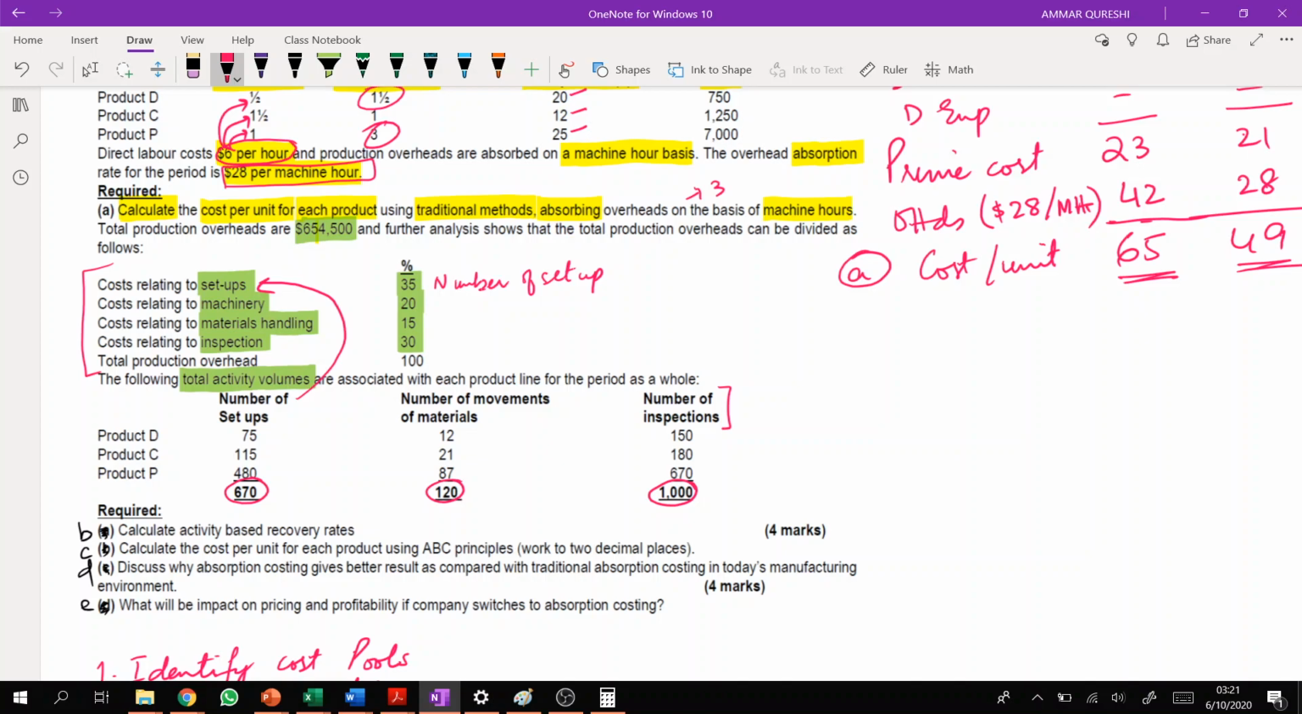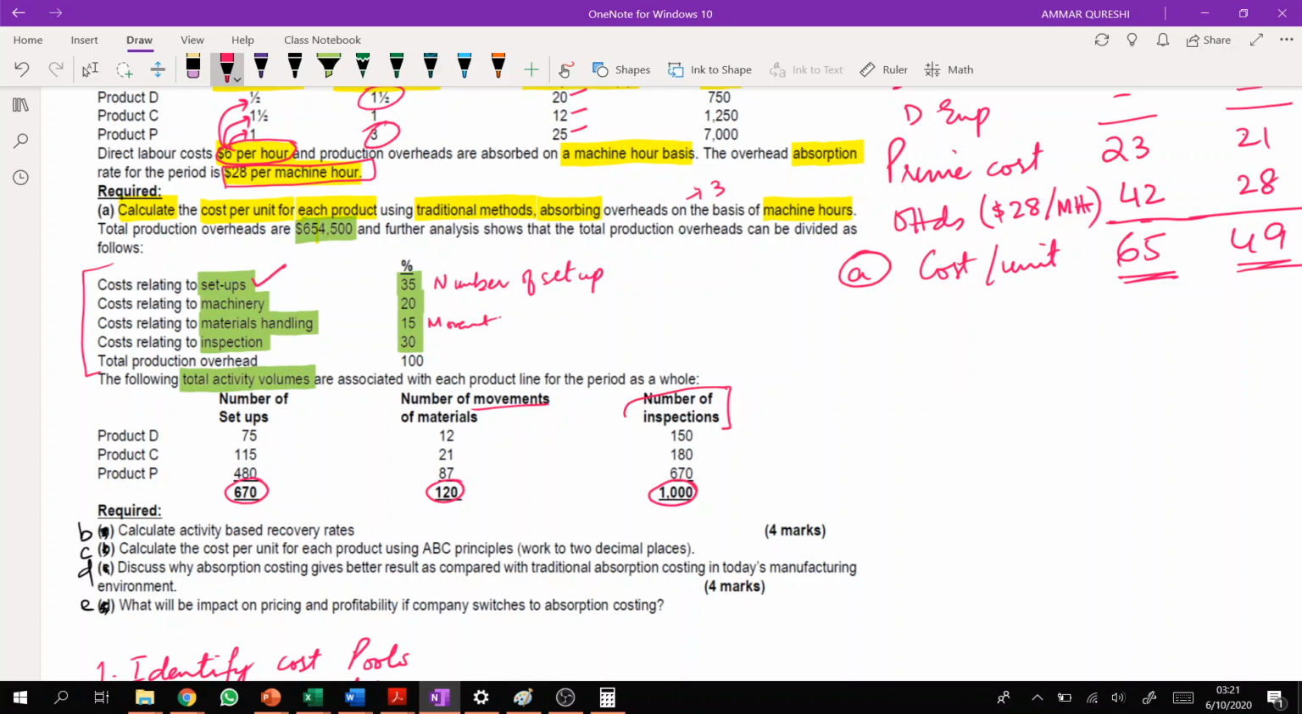Number of material movements. Material movement is something which is related to the store department. You are moving material from one place to another. You are moving material from store to production and production to store. So this cost driver is related to which cost? Setup is done. We are left with machinery, material handling, inspection. Material handling, right? So material handling can be distributed on the basis of material movement.